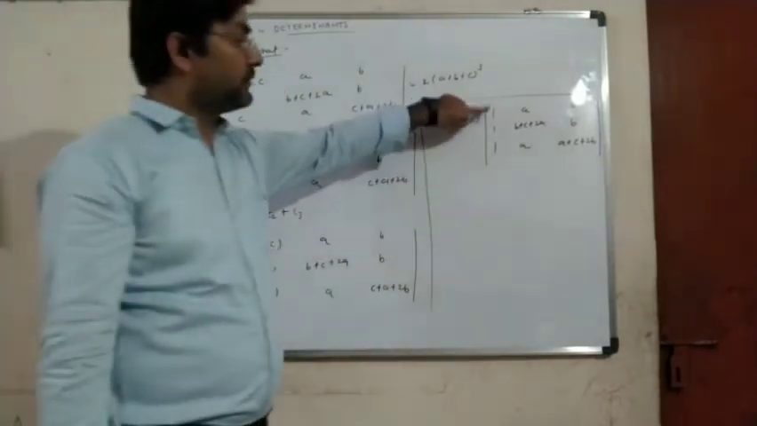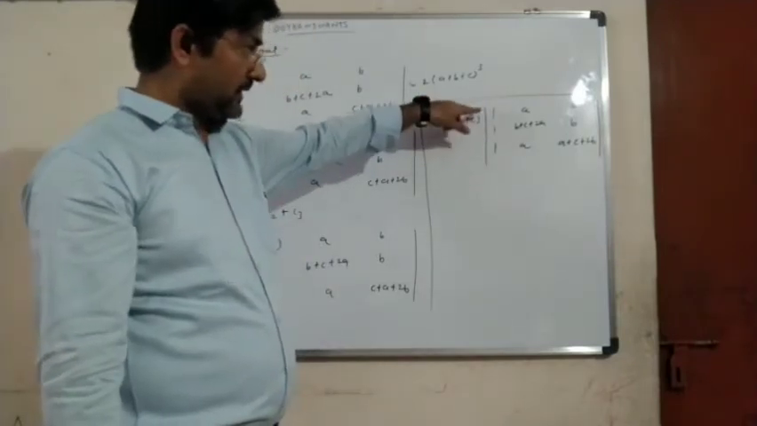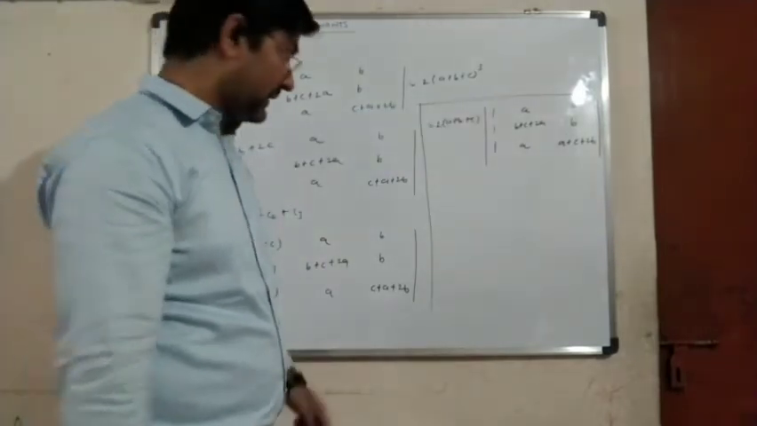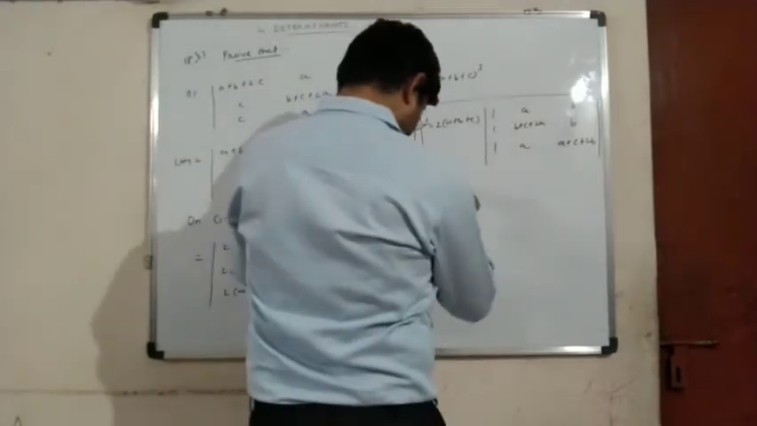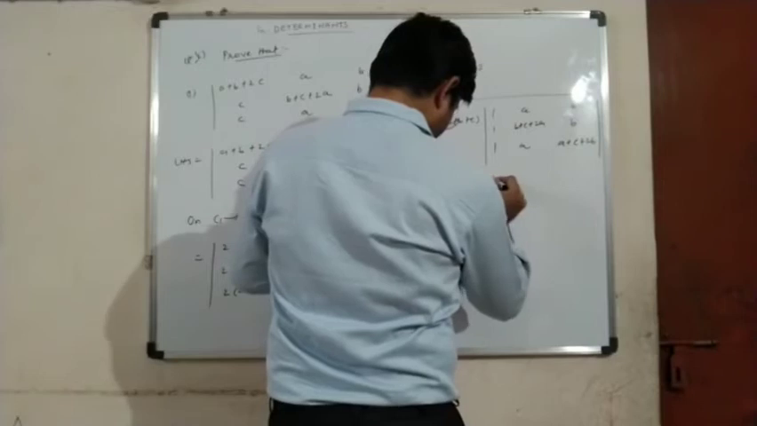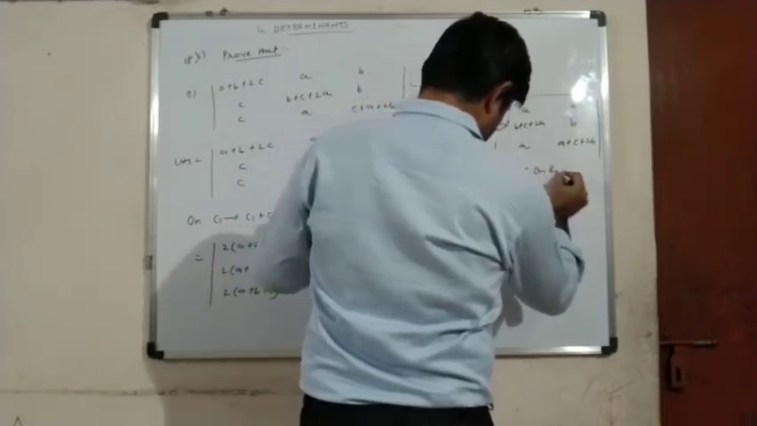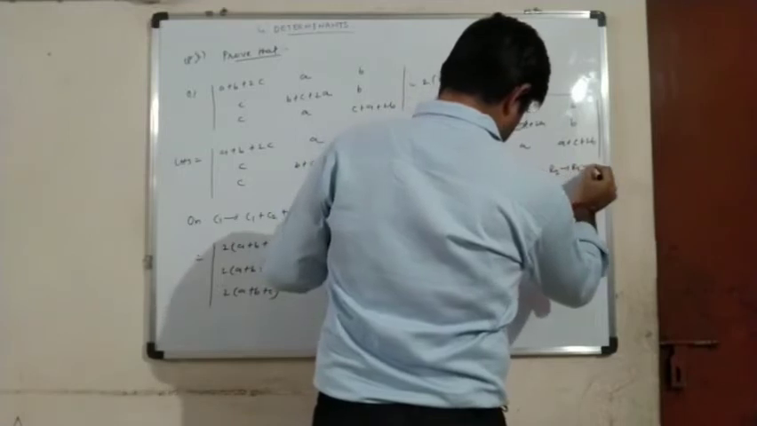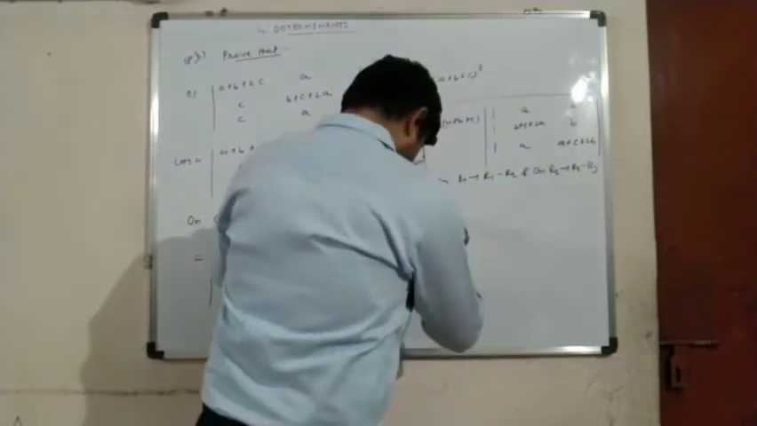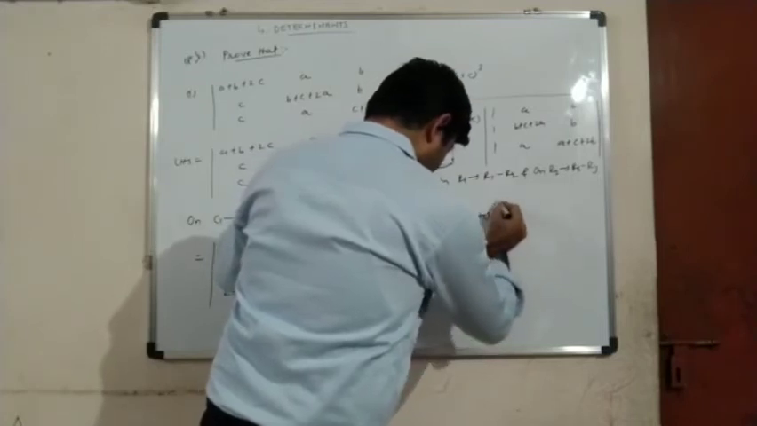Okay, now since we got the 1s, now you know what is the next step. Okay, on R1 minus R2 and on R2 minus R3. So now we will take this operation on R1 minus R2 and on R2 minus R3. So 2 into a plus b plus c.